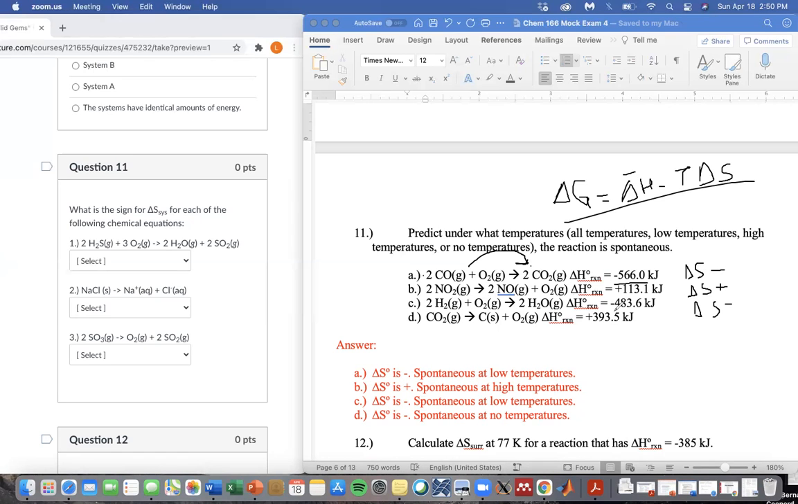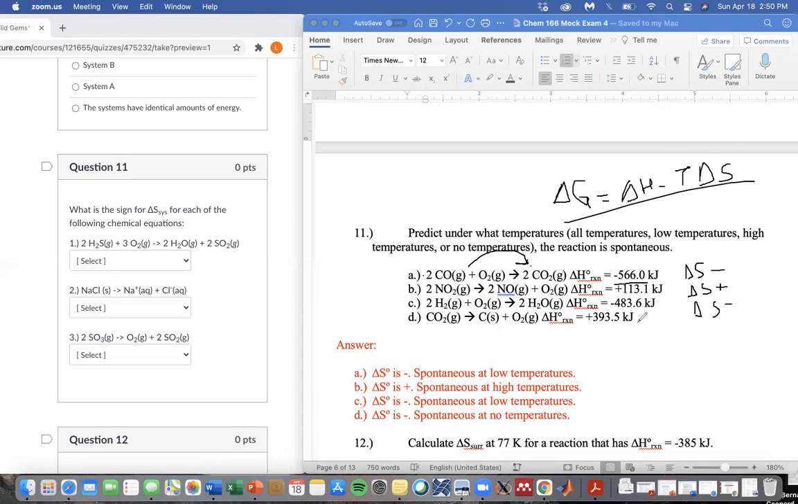You have a negative delta H, and you have a negative delta S as well. So the negative delta S is going to make this whole value positive because negative times negative will be a positive. And so you would need to keep this at really low temperatures, so that this value that's going to end up being positive stays really small, that doesn't outweigh the negativity of delta H in order to be spontaneous. And so it'll only be spontaneous at low temperatures for C.